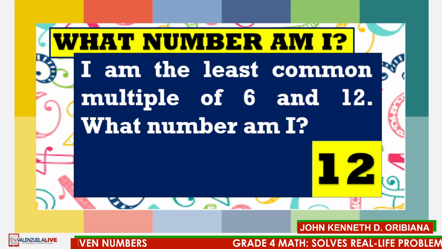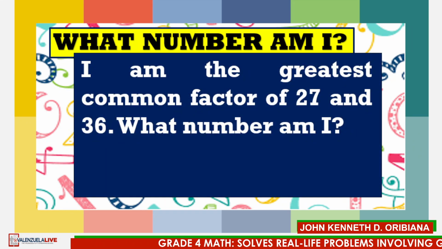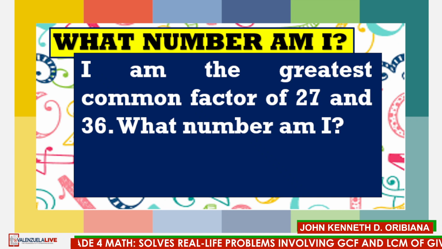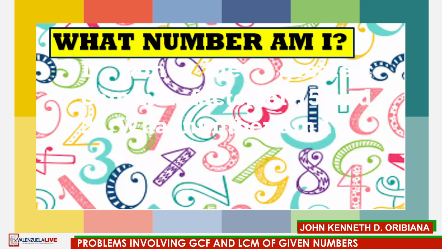Very good. The answer is 12. Next. I am the greatest common factor of 27 and 36. What number am I? That's right. The answer is 9. Next.